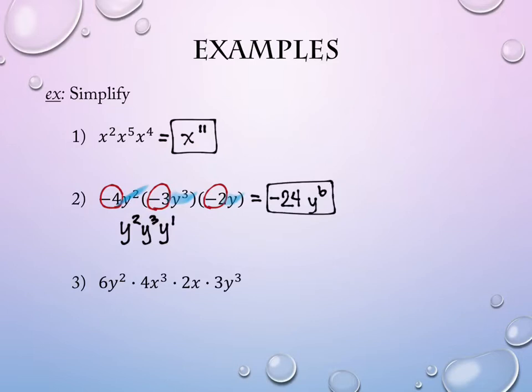In some ways, problem 3 is easier because there's no negatives. In some ways, it's a little bit different because there's x's and y's. That's okay. We deal with it in much the same way. We're going to deal with the numbers all first. So we have a 6 times a 4 times a 2 times a 3. So grab a calculator if you wish. What is 6 times 4 times 2 times 3?